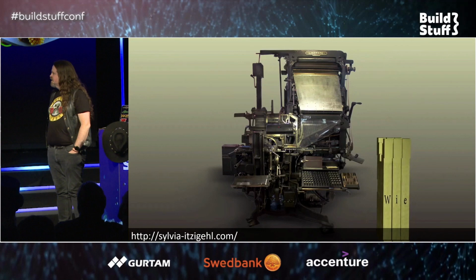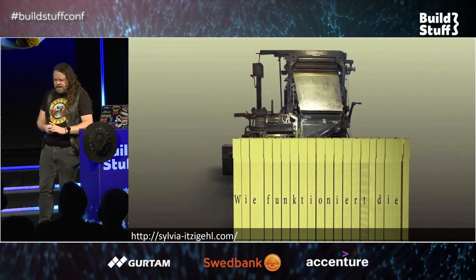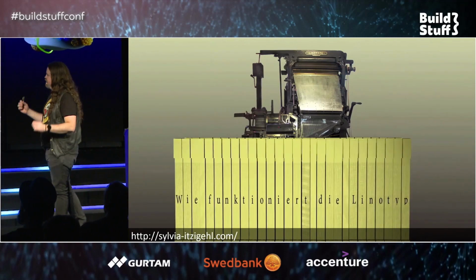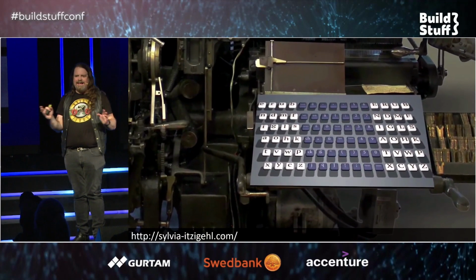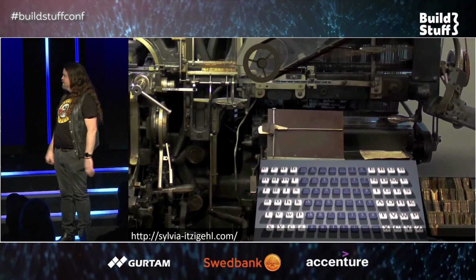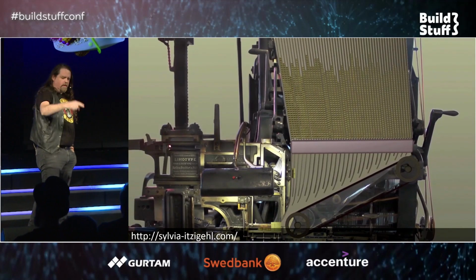This is how the Linotype machine works. So we want to do some linotyping. What we're going to do is sit down at our Linotype machine. It has a keyboard. It doesn't look like any keyboard you've ever seen, and this is actually a German layout. Every time we press a key, one of those matrices is going to drop down from this thing here.